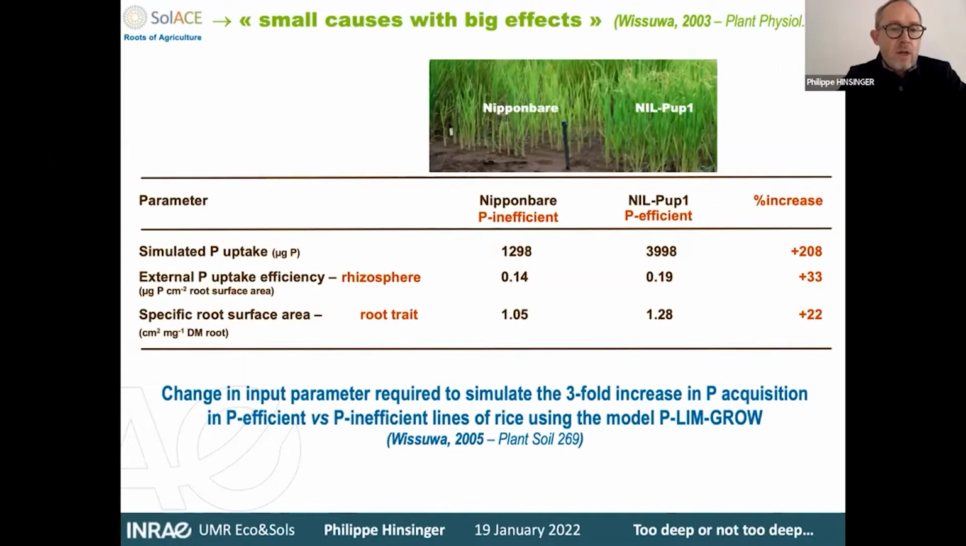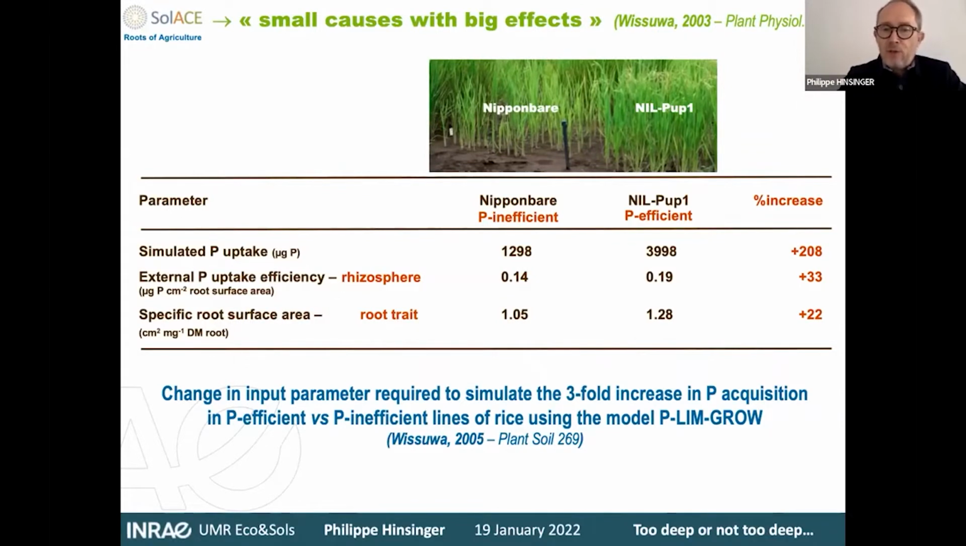In his calculation, he also showed that another trait, which is more related to the mining strategy now, which he called external P uptake efficiency, this is the amount of phosphorus that is susceptible to be taken up per unit of surface area of root, only a 30% increase of this trait was enough. So that's why he called his early paper small causes with big effects.